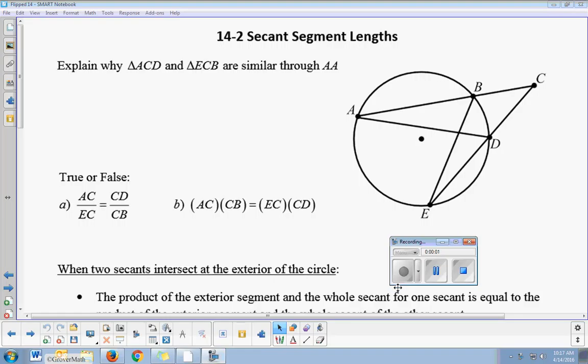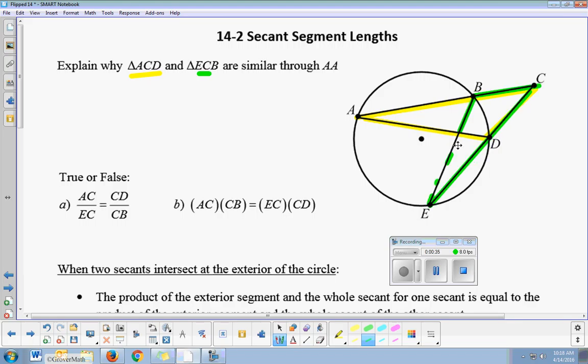Geometry, Unit 14, Section 2, Secant Segment Lengths. So given this image here, we want to explain why triangle ACD is similar to triangle ECB. Triangle ACD goes from A to C to D and back to A, and triangle ECB goes from E to C to B and then back.